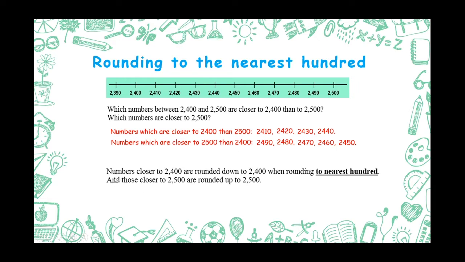Okay, so let's read this bit together. Numbers closer to 2,400 are rounded down to 2,400 when we round to the nearest hundred. And those numbers closer to 2,500 are rounded up to 2,500. That just means if the number on the number line is closer to 2,400, we round down, and if it's closer to 2,500, we round up.